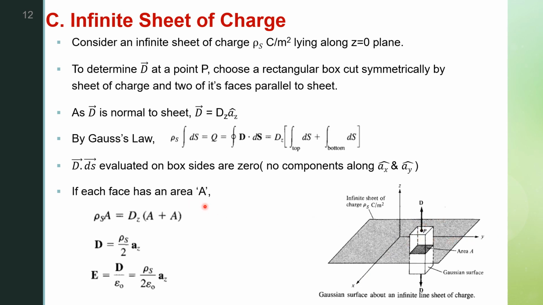So if each face has an area A, then we have rho s into A is equal to Dz into A plus Dz into A. So from this we will get D, the electric flux density, is equal to rho s by 2 az. So if you get electric flux density, how will you find the electric field intensity? That is equal to D by epsilon 0. So that is equal to rho s by 2 epsilon 0 az.